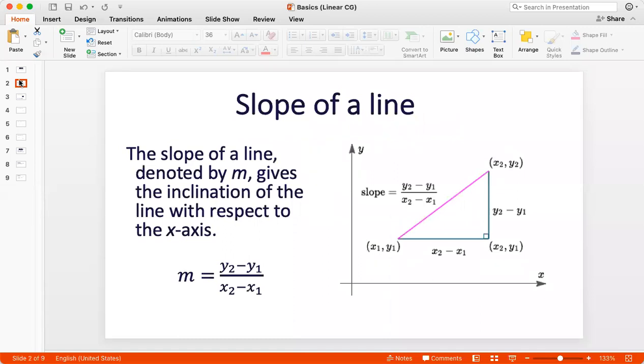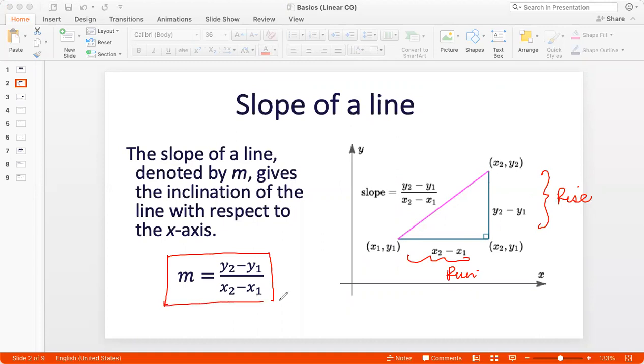So linear coordinate geometry revolves around the slope of a line. If we have a line that connects 2 points x1, y1 and x2, y2, then the slope of the line is defined as rise over run, where rise is the distance between the y coordinates and run is the distance between the x coordinates. So the slope of the line, which is generally given by m, is given as y2 minus y1 divided by x2 minus x1, where x1, y1 and x2, y2 are any 2 points on a line.